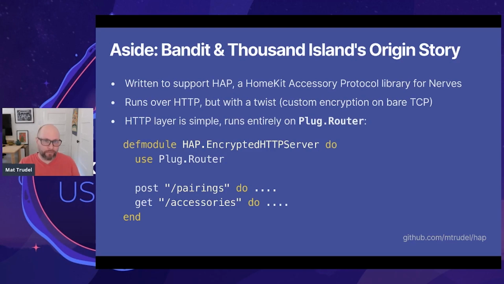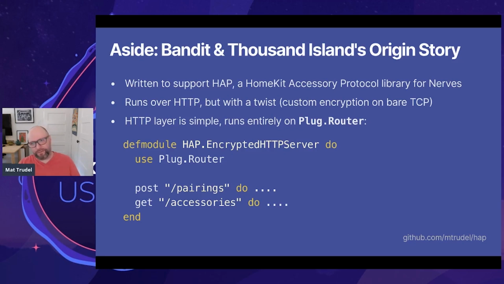And in the case of HAP, it runs entirely on the Plug.Router module. Plug.Router provides a really simple DSL that allows you to match HTTP requests against patterns, so posting to pairings or getting accessories in these cases, and be able to craft responses in a really lightweight manner. Reformed Rubyists might recognize this as being very similar to Sinatra, and it is. So if you ever find yourself thinking that Phoenix is a bit too heavy for a particular job, I would suggest looking at Plug.Router, as it might really fit your needs quite well.